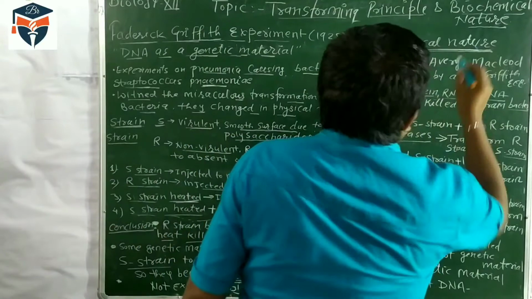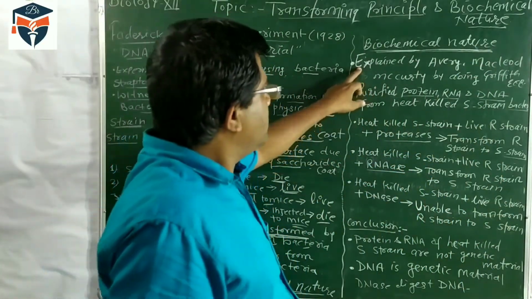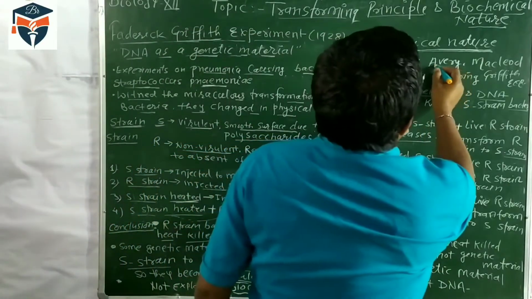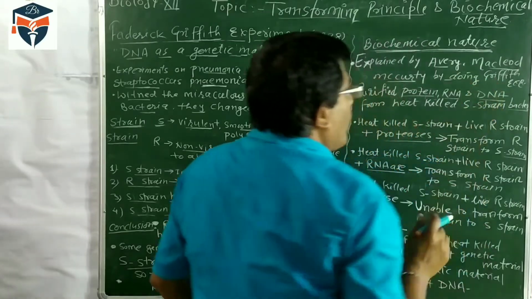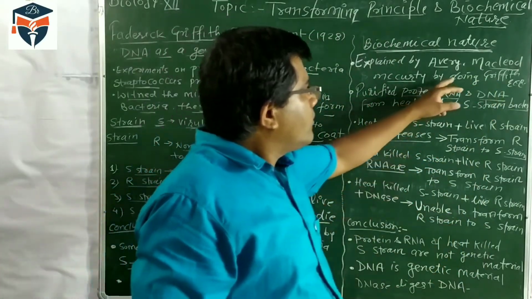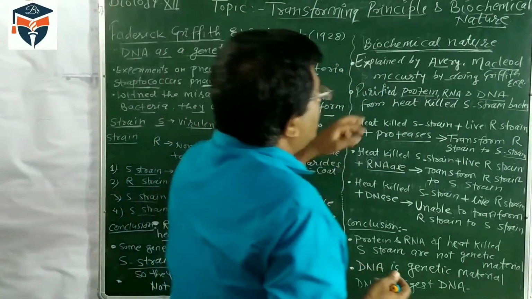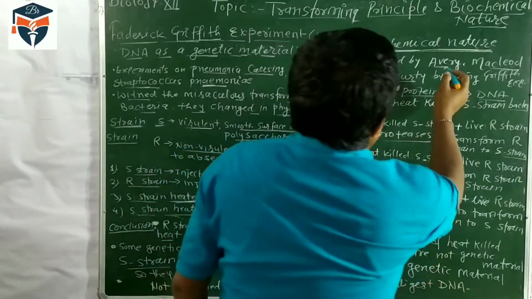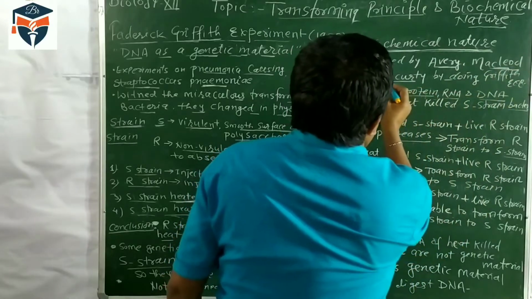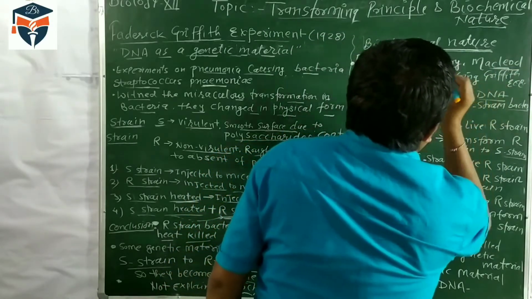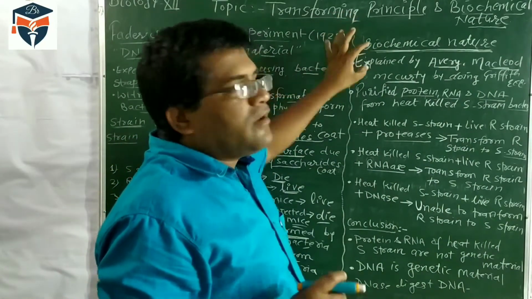Biochemical nature of genetic material. It is explained by three other scientists: Oswald Avery, MacLeod and McCarty. They performed a Griffith-like experiment, and these three scientists gave the biochemical nature of genetic material.